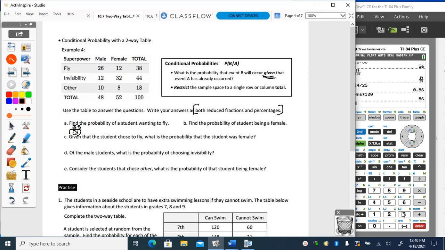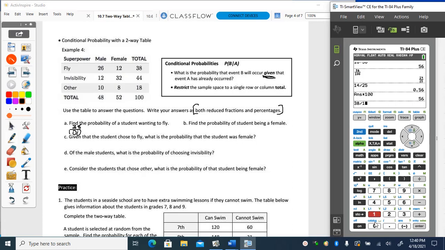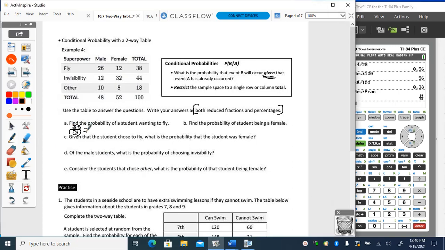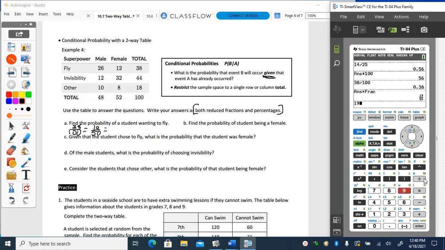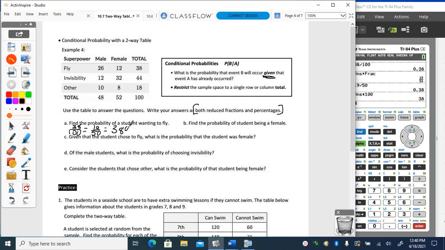What does that simplify to? 38 divided by 100. Math, enter is another way to get the fraction. So 19 over 50. Or 19 divided by 50 times 100 gets us 38%. And that's the two things we need: 19 over 50 or 38%.